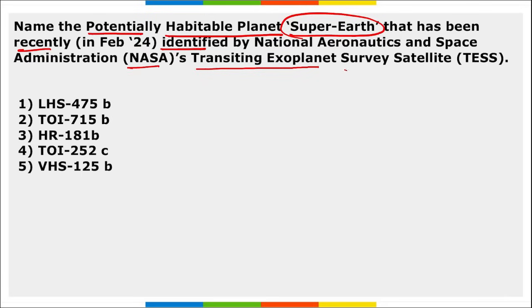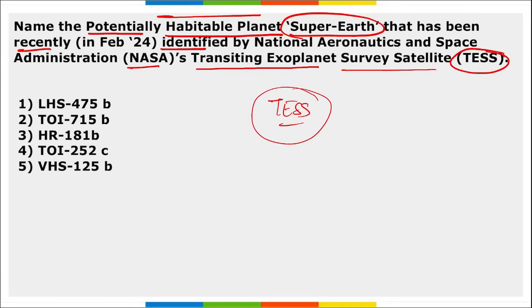Transiting Exoplanet Survey Satellite, that is TESS. So what is the name of that potentially habitable planet, Super Earth, that was recently identified by NASA's TESS? The name of it is TOI 715b. Option 2 is absolutely right here.